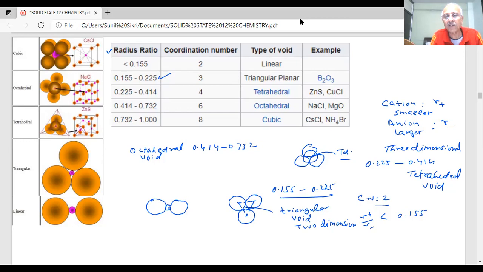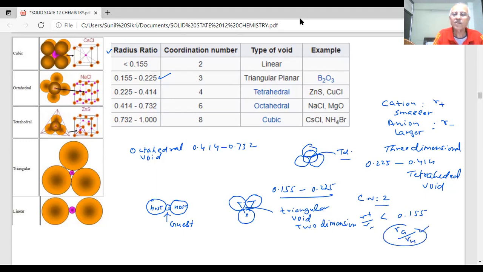In general, what we call, students, these are called the host. This is our host. And this is called the guest. It is just like this. The guest is coming where? Inside the void. The guest is coming inside the void. If it can fit, it goes; if it cannot fit, it cannot go. So this radius ratio can also be considered as the radius of the guest divided by the radius of the host, students.